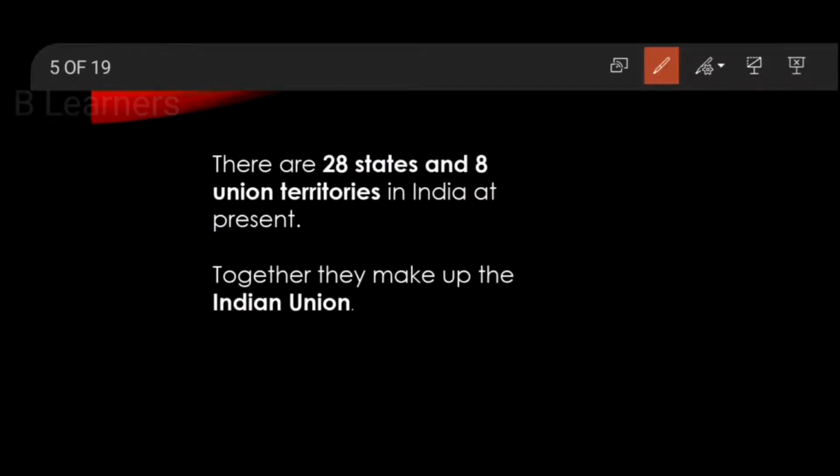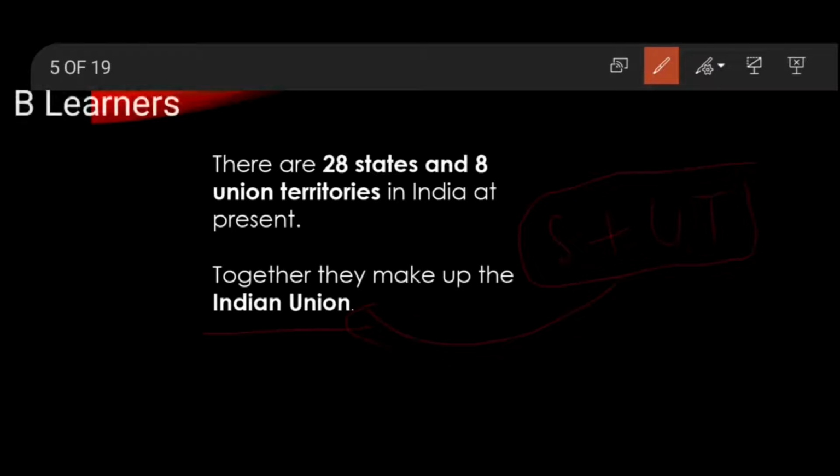Now we will see what makes the Indian Union. So the Indian Union is not all about the states only, it's about the states as well as the union territories. These two together make the Indian Union. Presently we have 28 states and 8 union territories according to the recent data.